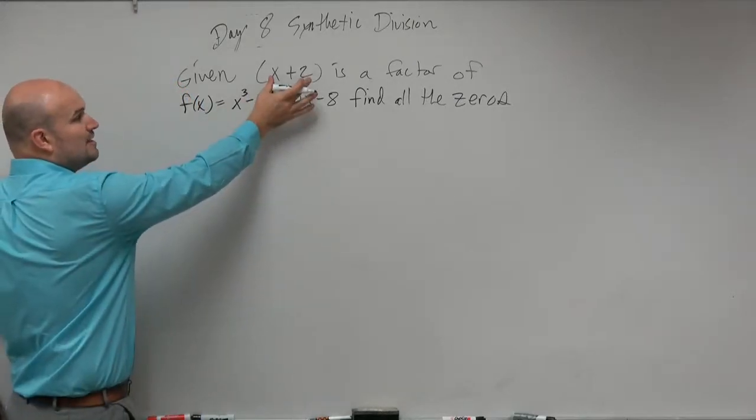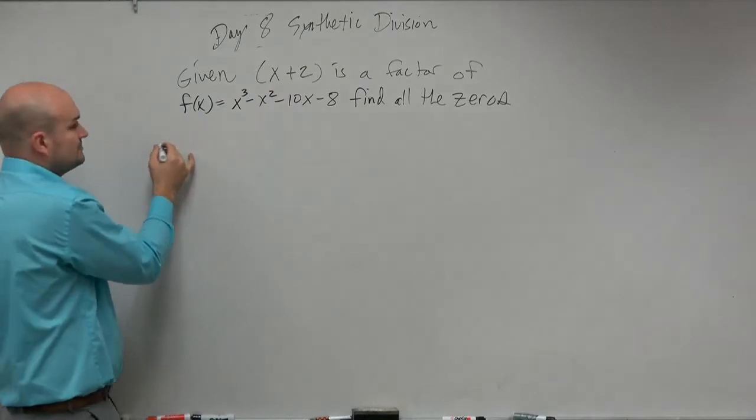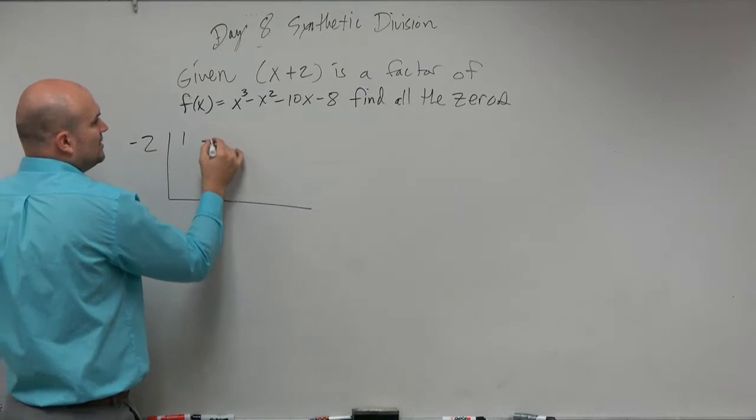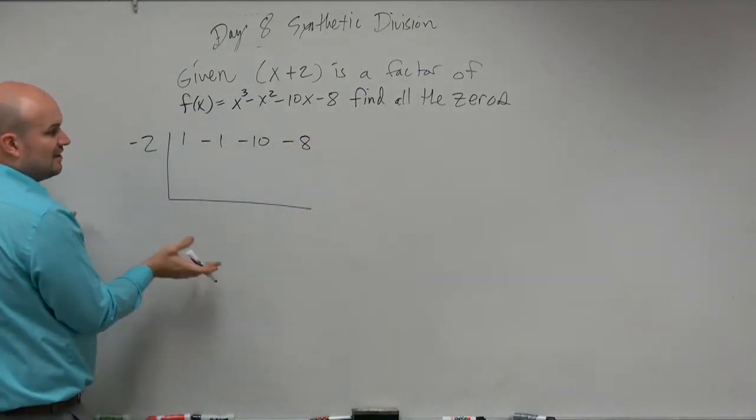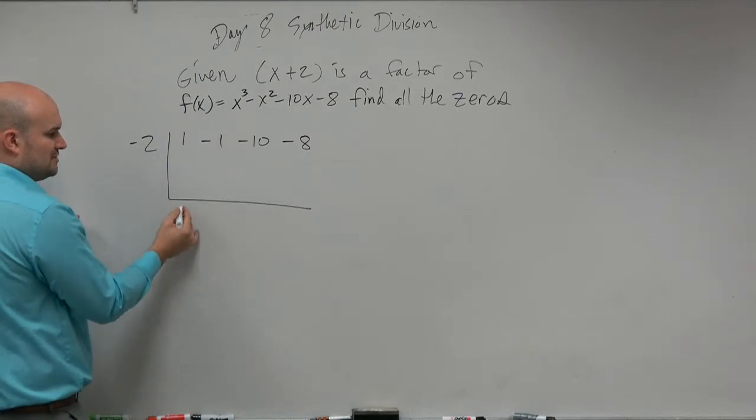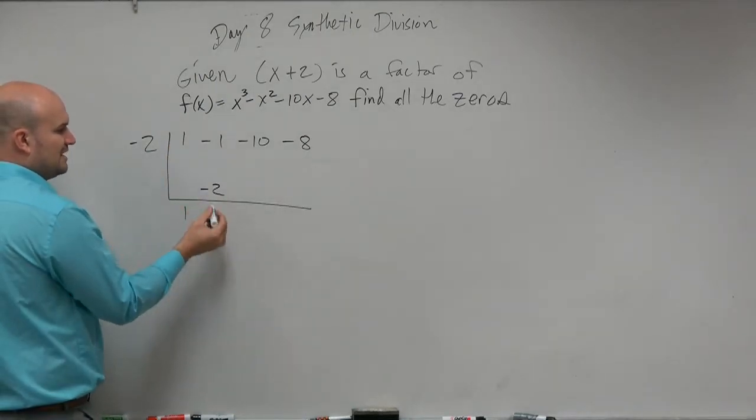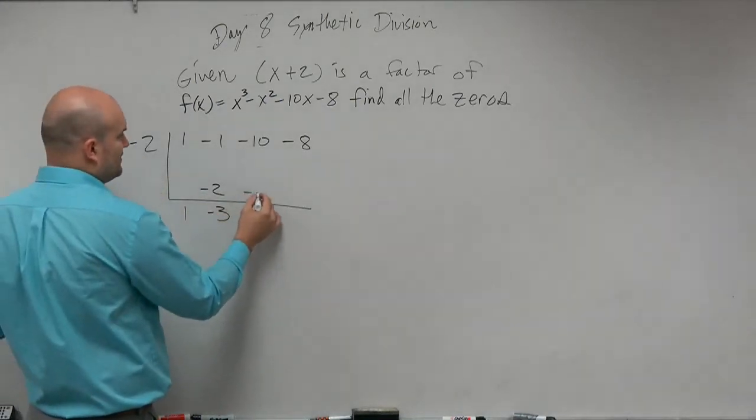So here's my factor, because we said it's a factor. I want to use my 0, so I'm going to do -2. I'm going to take my coefficients, 1, -1, -10, and -8. Now following synthetic division, bring the first one down as 1. 1 times -2 is -2. -1 plus -2 is -3. -3 times -2 is 6.